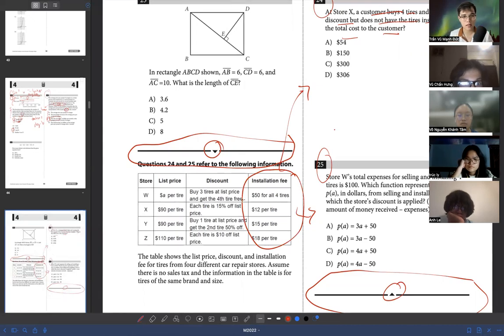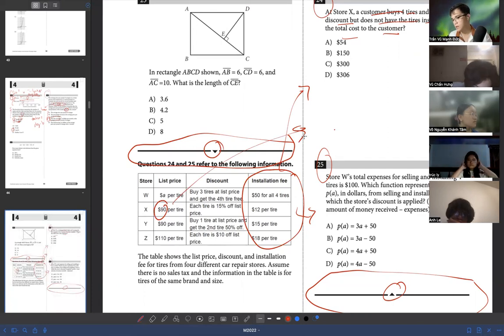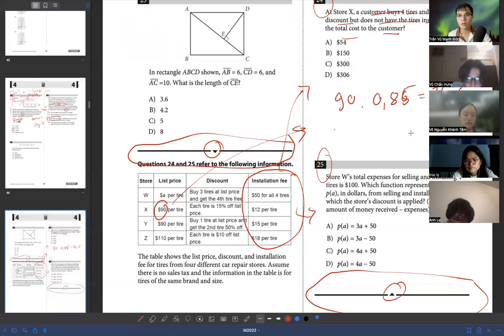So store X has this special discount program, very generous. Each tire is 15% off list price. So from 90 per tire, it becomes, what is it? 90 times 0.85. It is 76.5. 90 times 0.85 is 76.5. All right. So you just need to multiply by 4 and you get D, 306. All right, that's very simple.